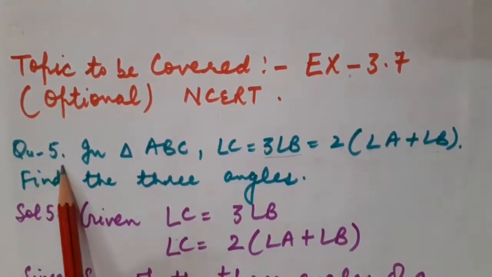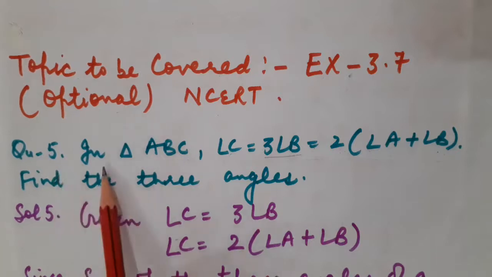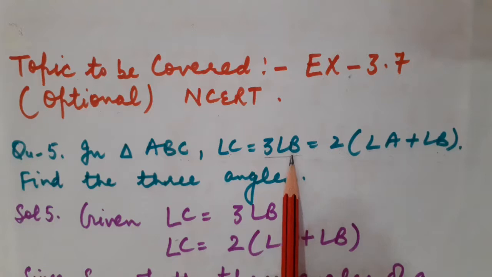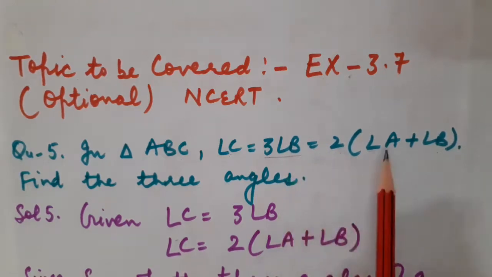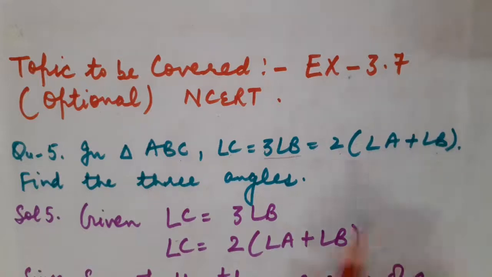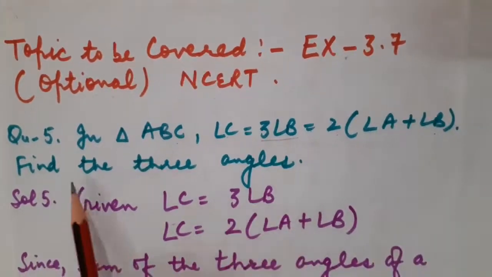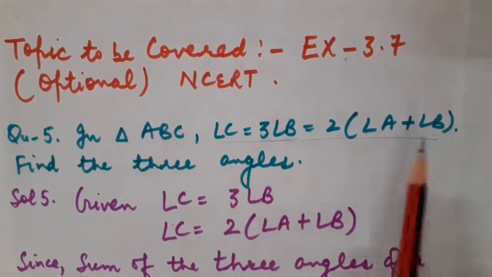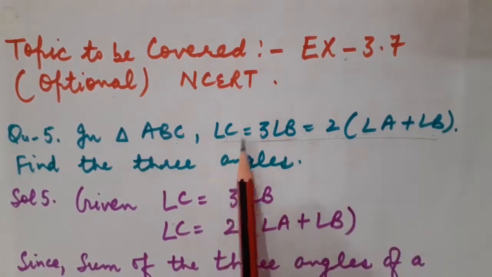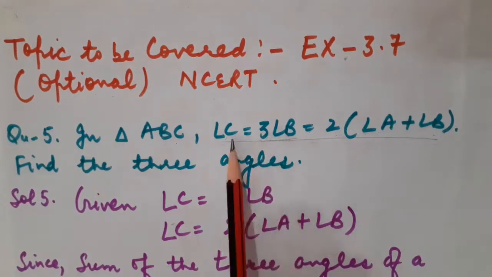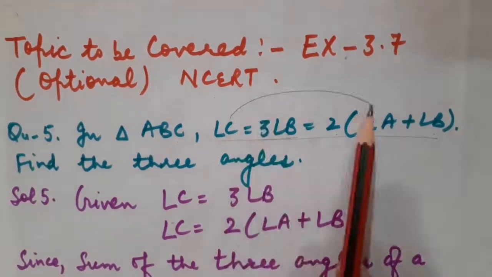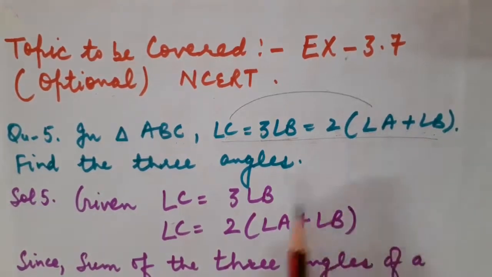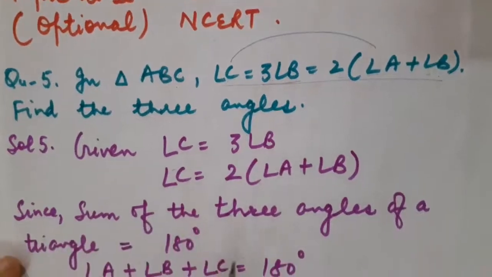This is question number 5 from exercise 3.7. In triangle ABC, angle C is equal to thrice of angle B is equal to twice of sum of angle A and B. Fine. You have to find all the three angles. Please understand this relation which is given in the statement. Here angle C is equal to thrice of angle B as well as angle C is equal to twice of sum of angle A as well as angle B. Fine. These are two relations given.